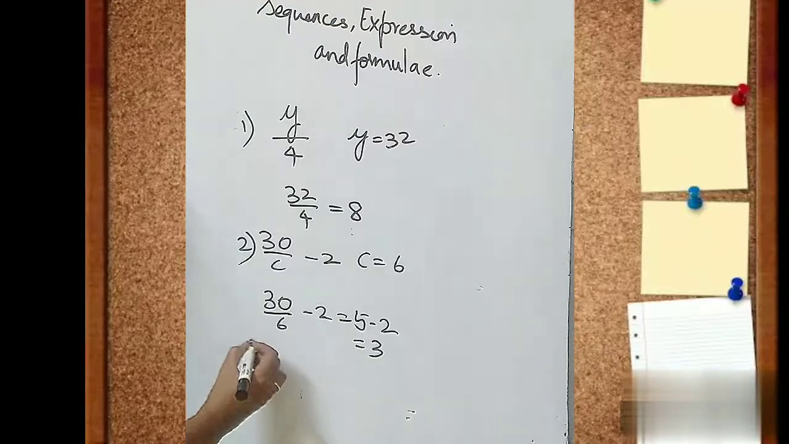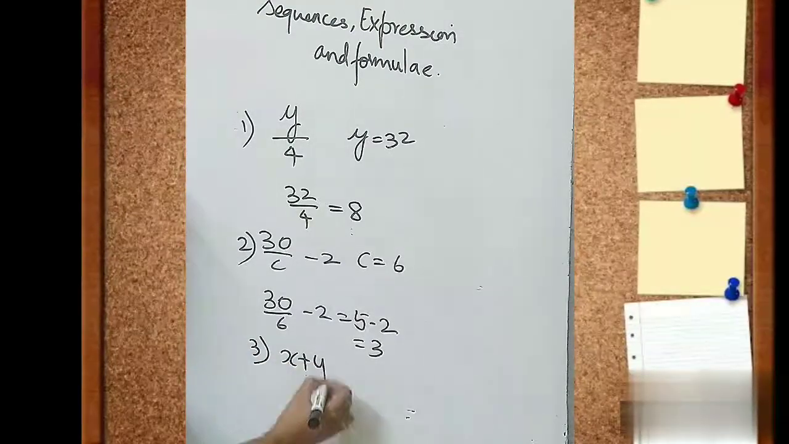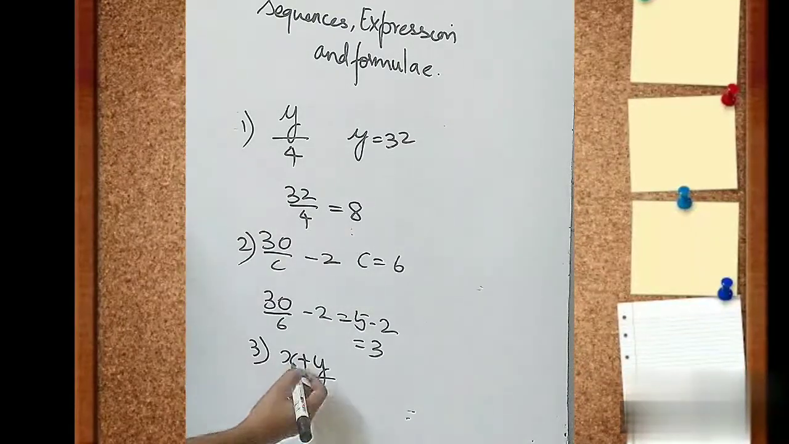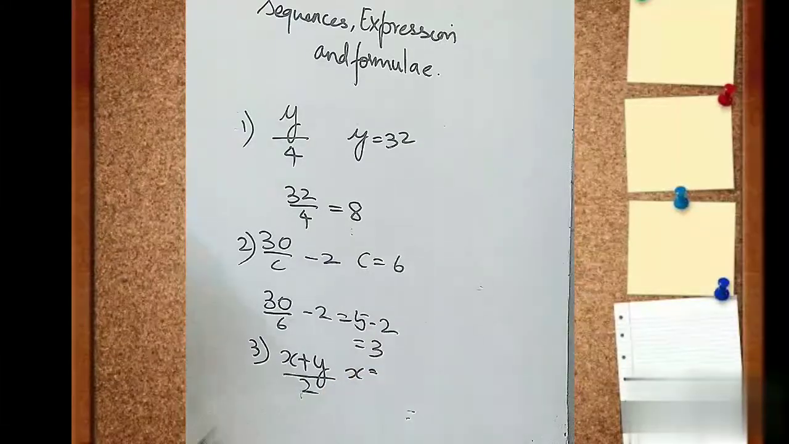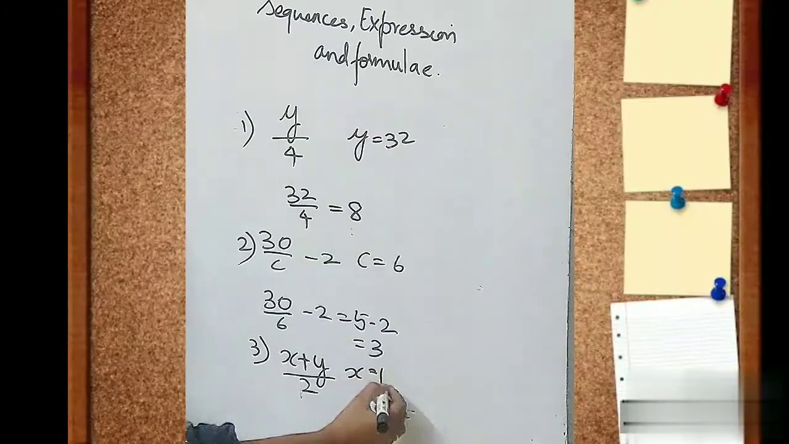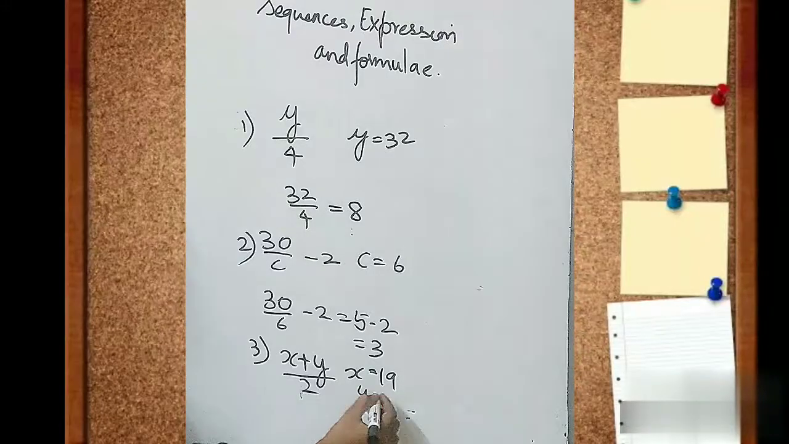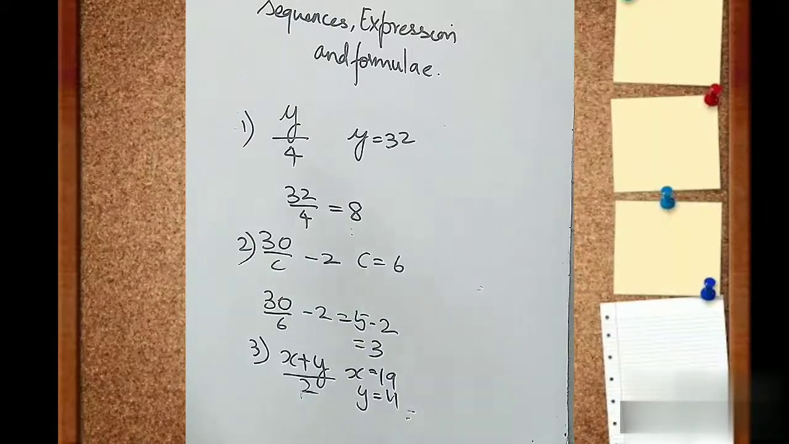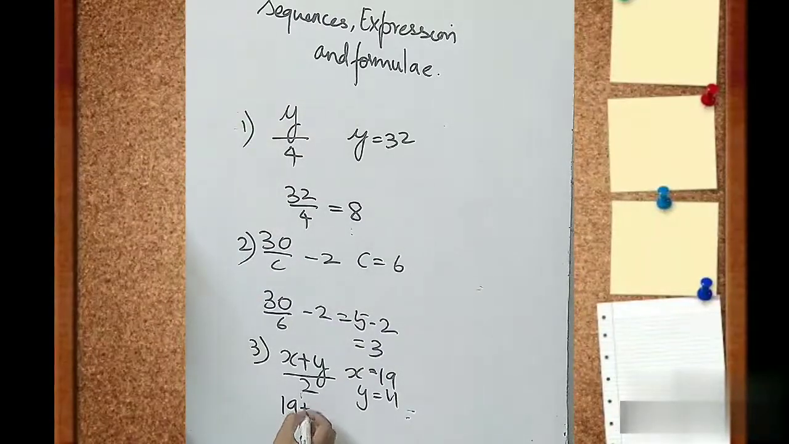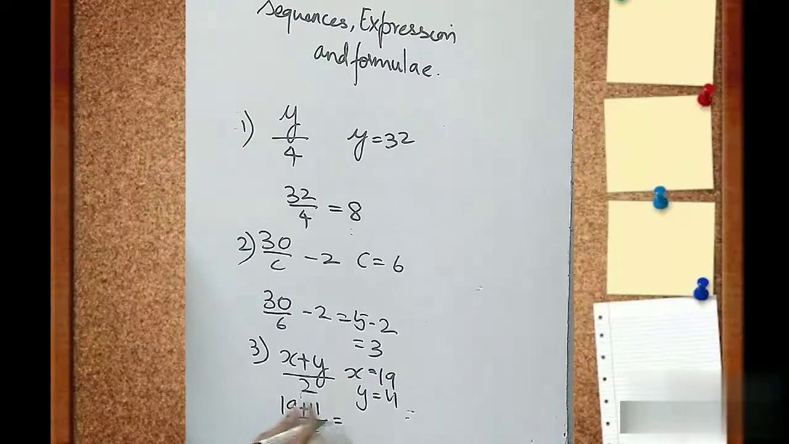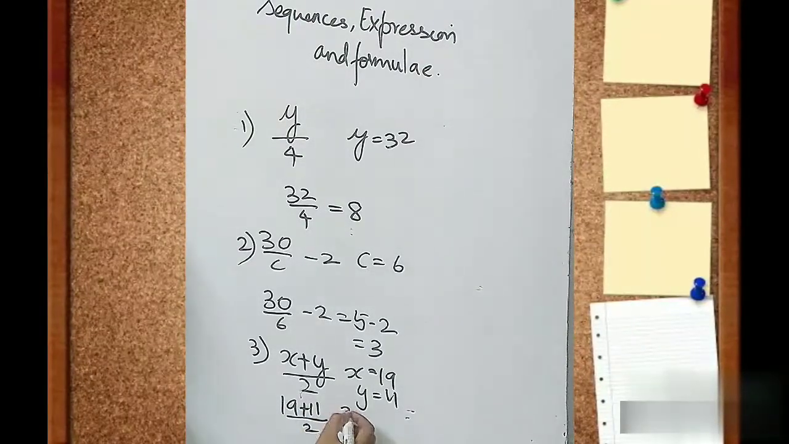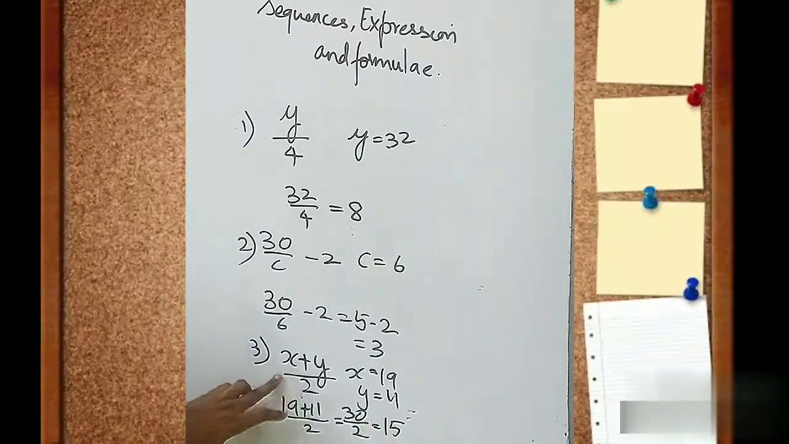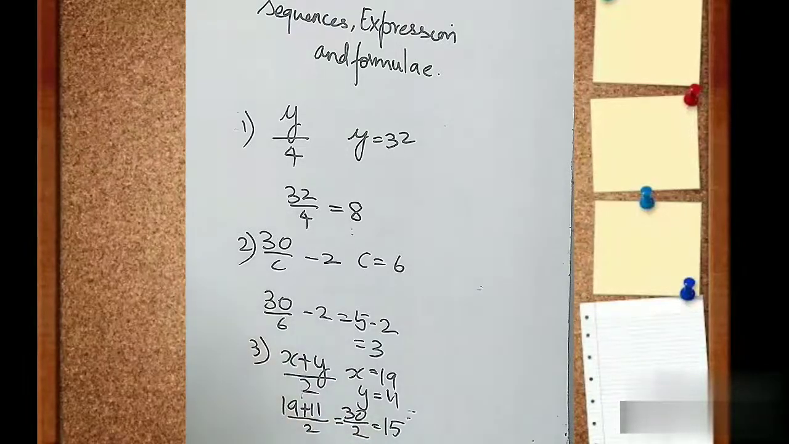We'll see the third one. x plus y upon 2. It is not necessary that only one variable is there, student. It can be more than one variable. Here x and y are the variables. They have given x is 19 and y is 11. Now we'll put those values: 19 plus 11 upon 2. What is 19 plus 11? It will be 30. 30 upon 2. So it will be 15. So the value of this given expression will be 15 according to the question.